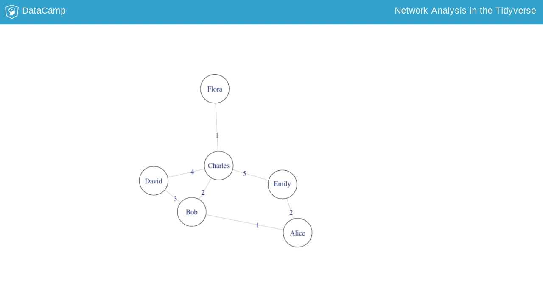Networks can also be weighted. In this case, the ties between nodes have weights assigned to them. On the Internet, tie weights might represent the connection bandwidth between routers. On Facebook, tie weights might correspond to the duration of a friendship. In the Facebook network here, Alice and Emily have been friends for 2 years, while Charles and David have been friends for 4 years.